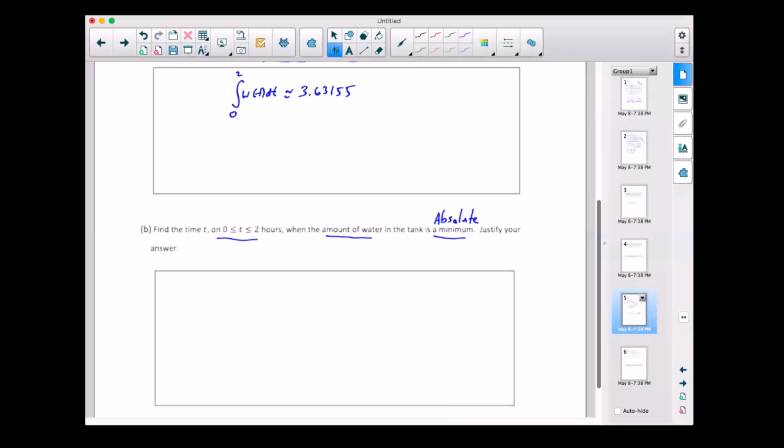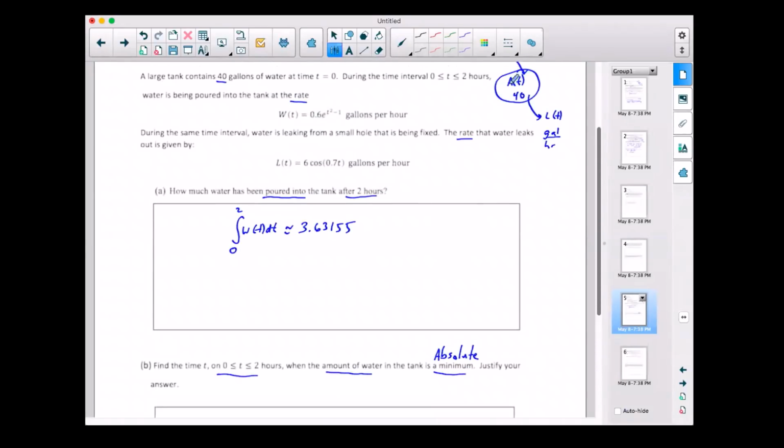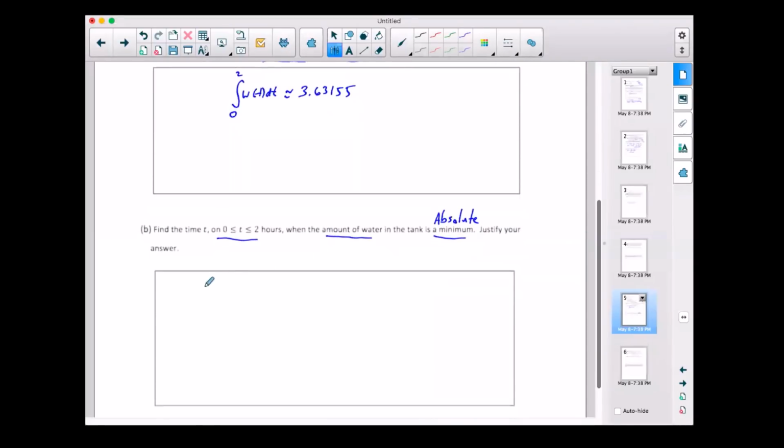So let's take a look at how we're going to set this up. Remember the last time that we did this, we had to write the formula for the amount of water, right? So we said that A of t is the amount. Let's write an equation for A of t like we did last time. The amount of water at time t is always equal to the amount in the beginning, A of 0, plus the integral of the rate in from 0 to t.